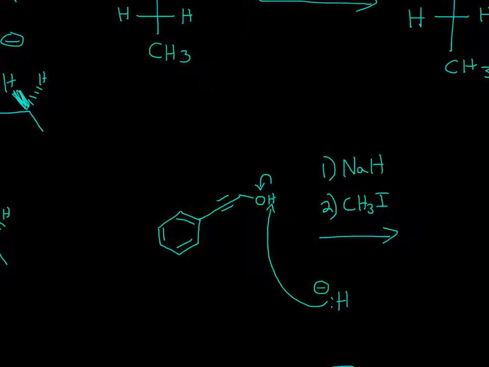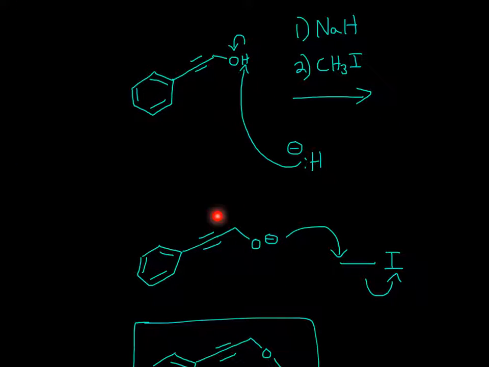So this will take away this hydrogen, and the hydrogen electrons will go towards the oxygen. That means that the oxygen now will have a negative charge, right? The oxygen will have a negative charge right here. Now the second part of the chemical reaction is we have CH3 and I. Remember that I is a good leaving group, right? So this will be partially negative and this will be partially positive. Negative and positive attract, so this will attack right here, and therefore it will form a bond, and then these electrons will go to the iodine, and that will be the leaving group.